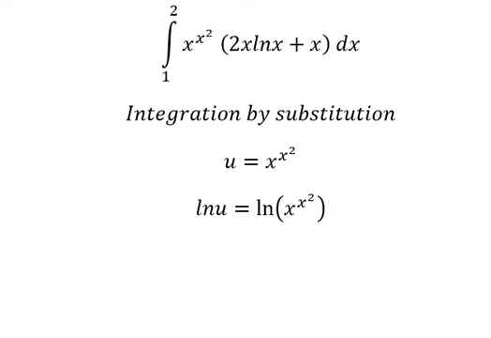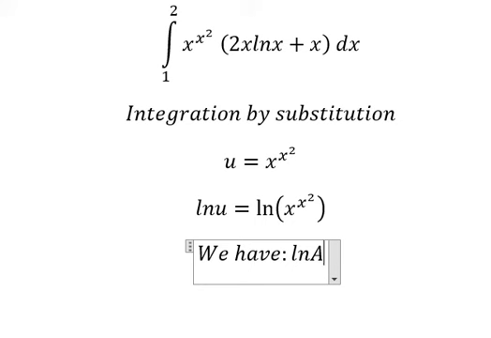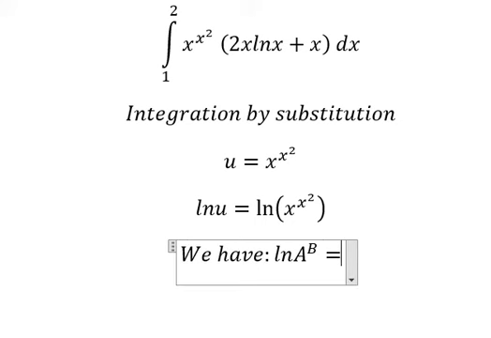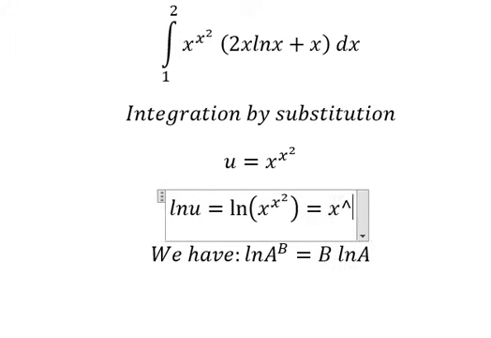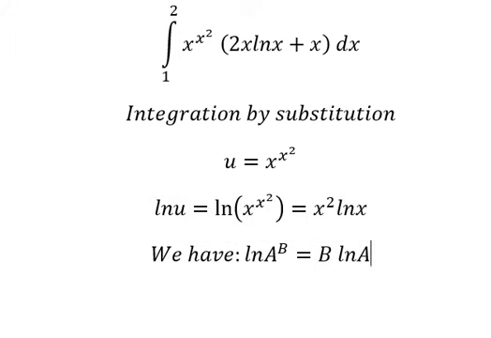Next, we have the formula in here: ln a to the power of b equals b ln a. And now we need to transform this one into this one, and we have s squared ln s. Now we do the first derivative on both sides.